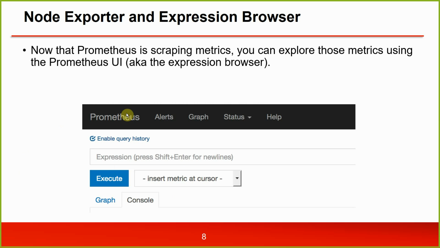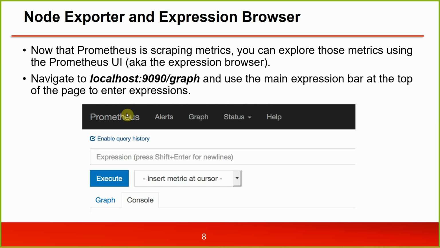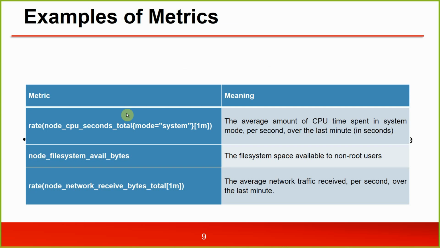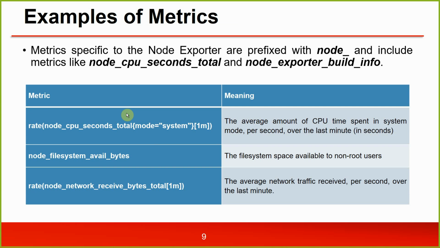You can explore these metrics using the Prometheus UI, also known as the expression browser. We have seen that. Navigate to localhost:9090/graph and use the expression bar at the top of the page to enter the expression, which you have seen in my case. These are some of the Prometheus query language. You will understand in more detail in the next lecture.